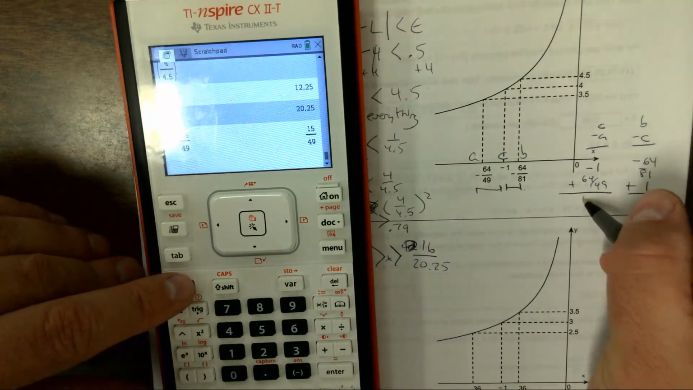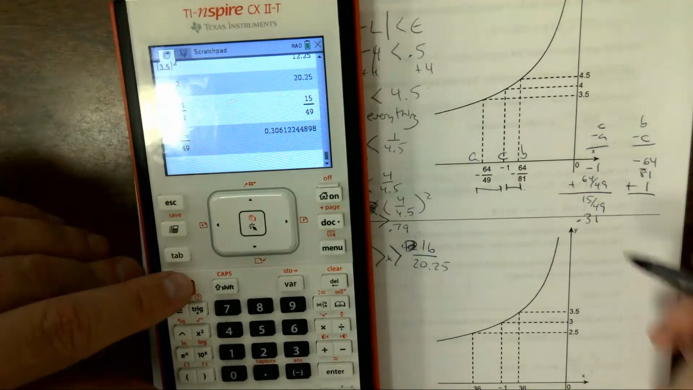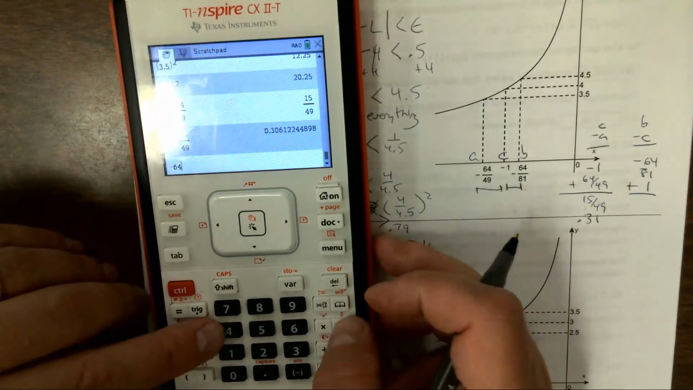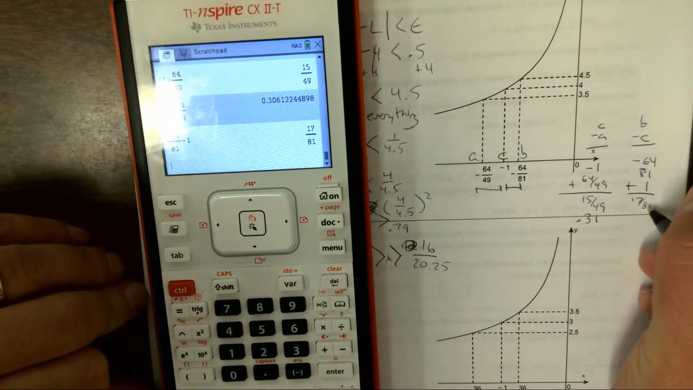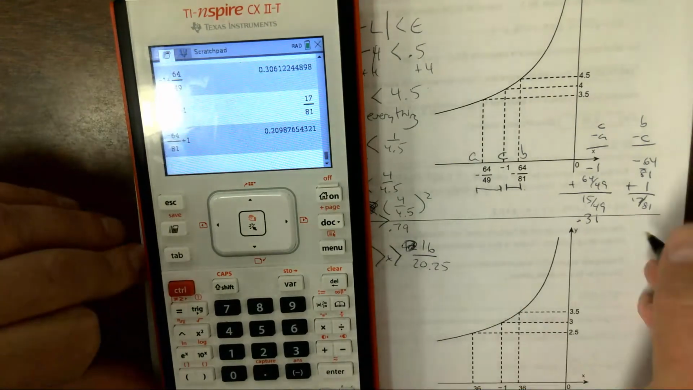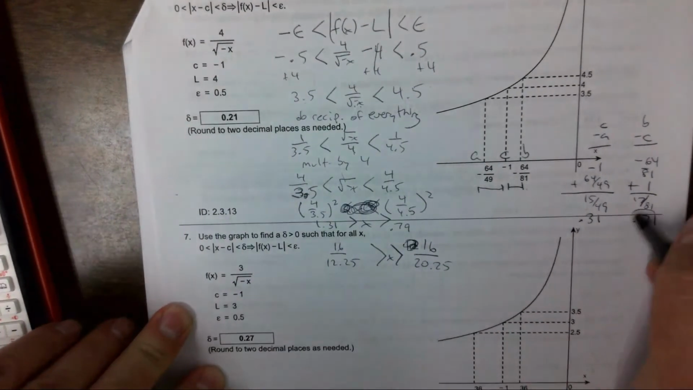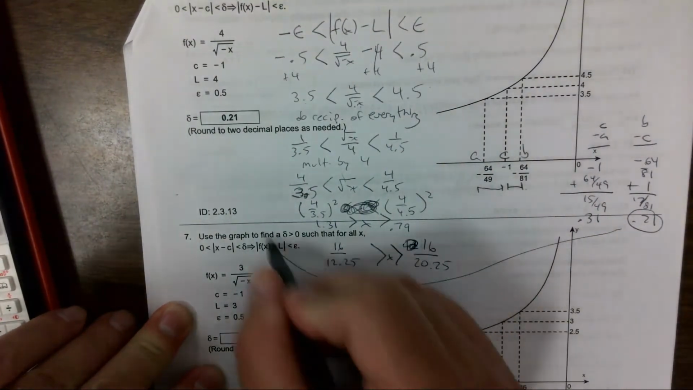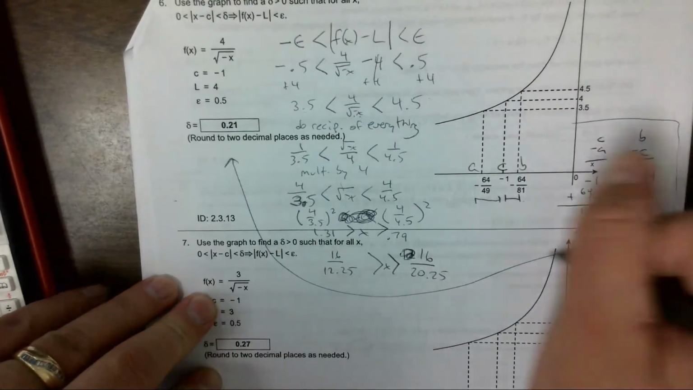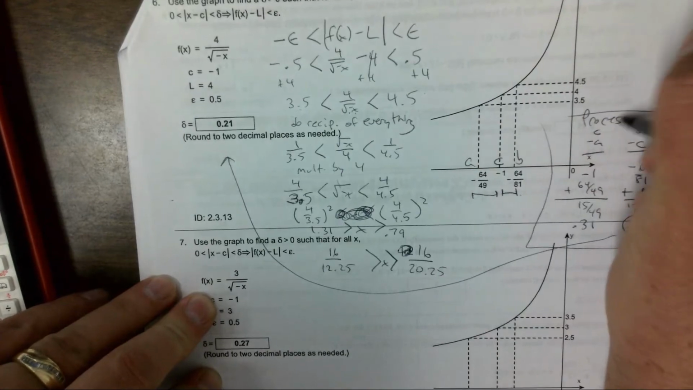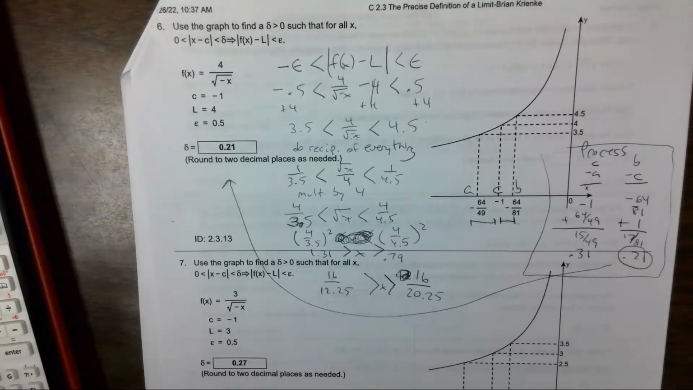So this gives you 15 over 49, which is about 0.31. -64 over 81 plus 1 gives you 17 over 81, which is about 0.21. And so 0.21 is the smaller one. So yeah, this is the good process, because this part didn't really help us too much.